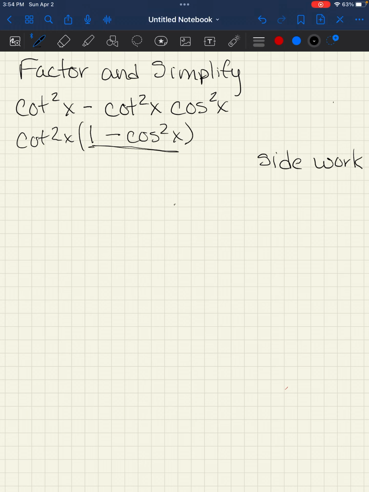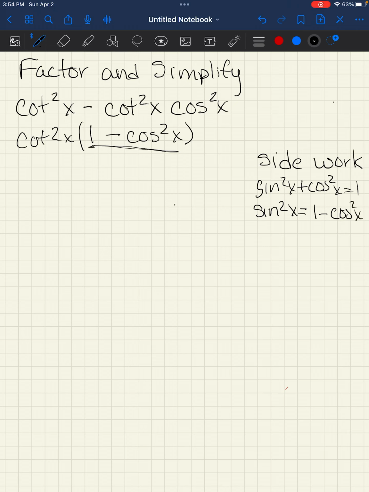Now, when I notice this second term, I see that I have a cosine squared and a 1. You should immediately think of the trig identity sine squared x plus cosine squared x equals 1. Okay, now I notice the term is 1 minus cosine squared x. I have a 1 on the right. Let's subtract cosine squared x from both sides, giving me sine squared x equals 1 minus cosine squared x.